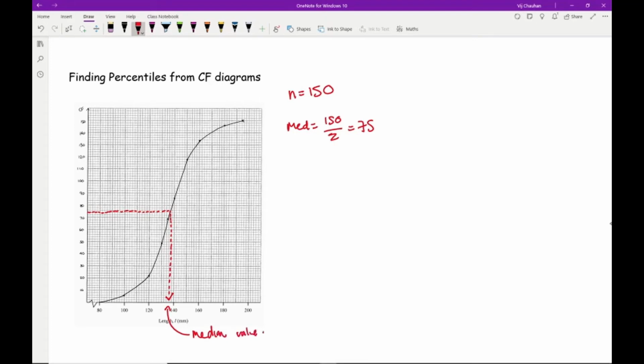Now for percentiles and deciles I'm going to do exactly the same. So for example, let's just get rid of all that so we're not going to get confused. If I was looking for, let's say, the top 15% percentile, so that's basically p equals 85.